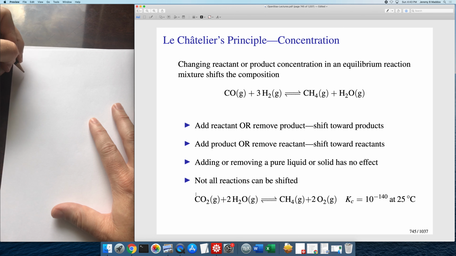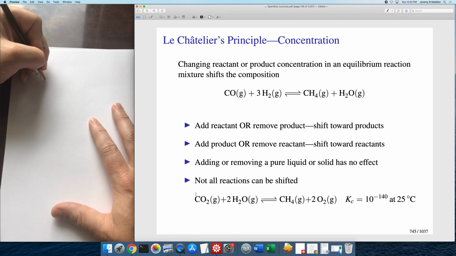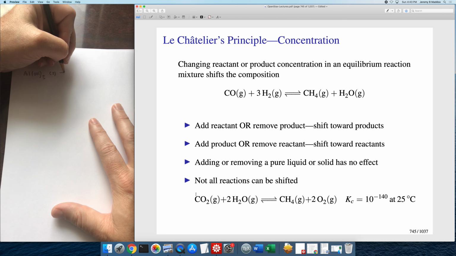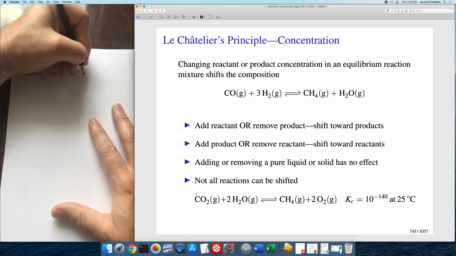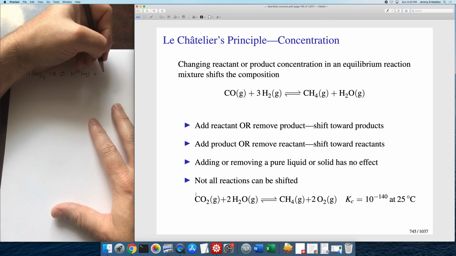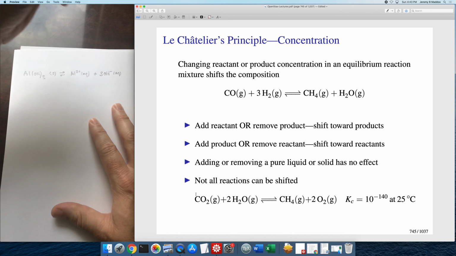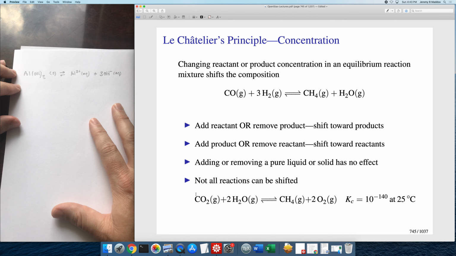So let me give you an example of an equilibrium reaction. We'll consider a dissolution reaction involving aluminum hydroxide. Aluminum hydroxide is not very soluble in water, but it will dissolve just a little bit. And so it's easy to saturate an aluminum hydroxide solution. What I want to ask you is, can you think of a way to increase the solubility of the aluminum hydroxide? How would you get more of the aluminum to dissolve?